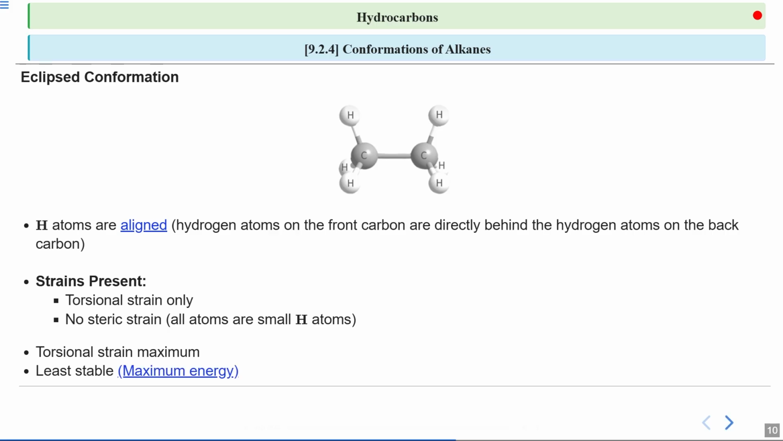Hence, we can conclude that the eclipsed conformation is the least stable one due to its high repulsion and maximum energy. Of course, this is happening because of the alignment of the atoms, specifically the hydrogen atoms, in which the carbon-hydrogen shared pairs of electrons are in front of each other, making an energetically unfavorable arrangement.